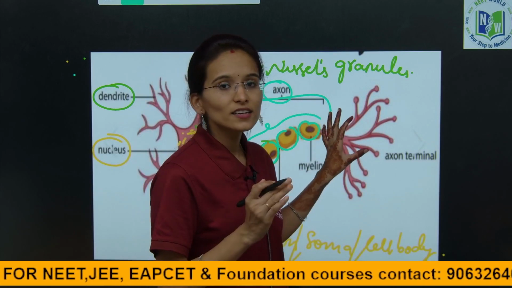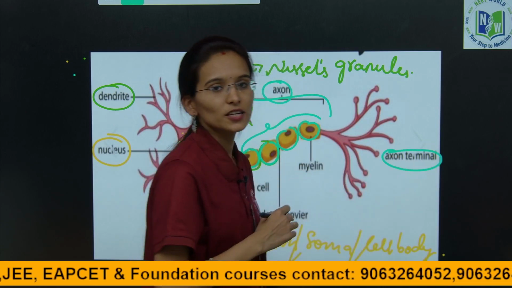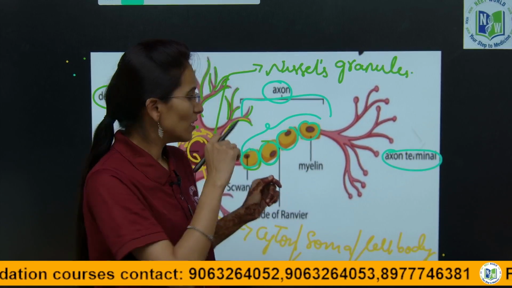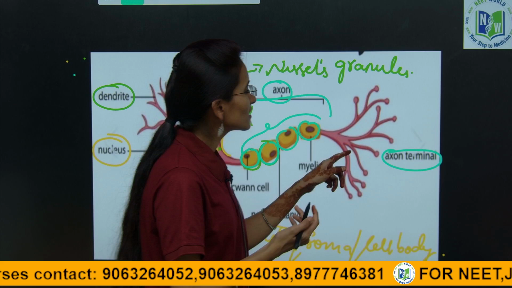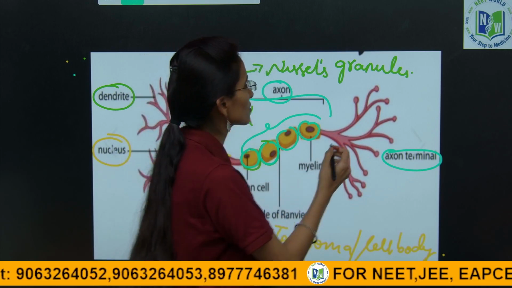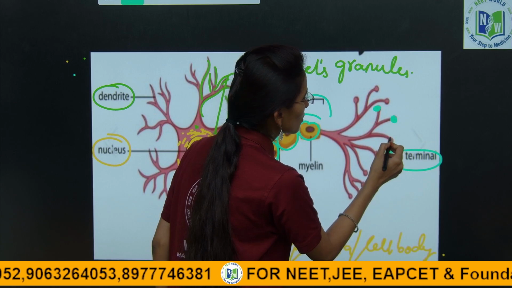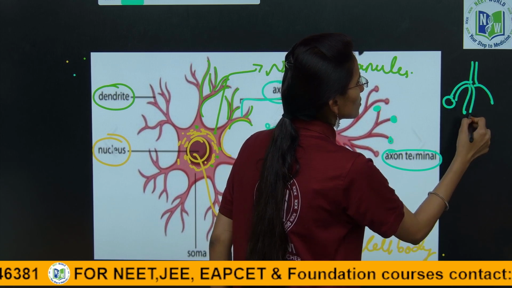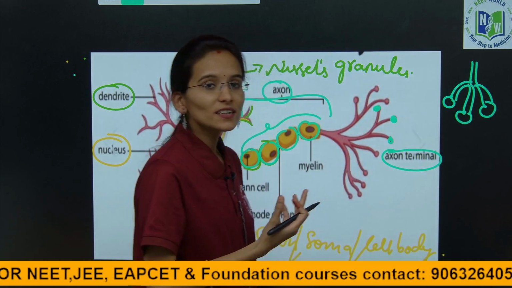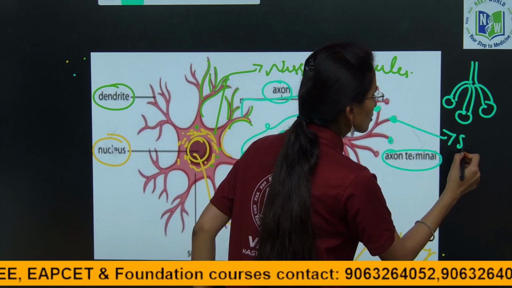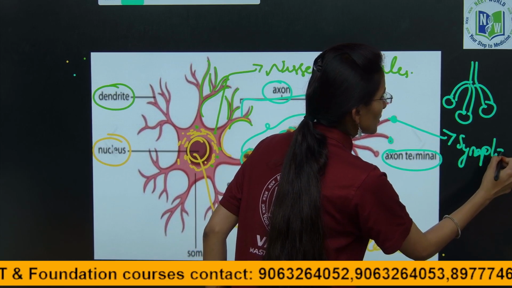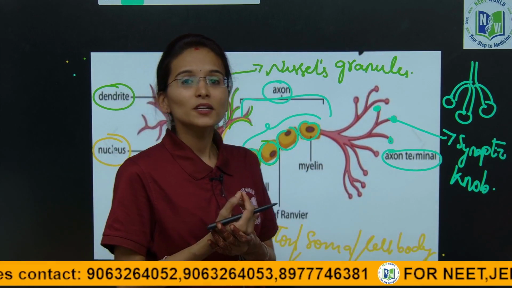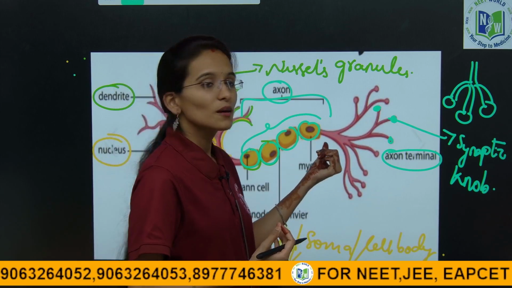The axon ends at a particular point called the axon terminal, and this axon terminal contains some bulb-like structures. Can you see these bulb-like structures? In a simpler way it appears like this. The bulb-like structures present at this point are called synaptic knobs. A synaptic knob is a terminal bulb-like portion attached to the axon, students.